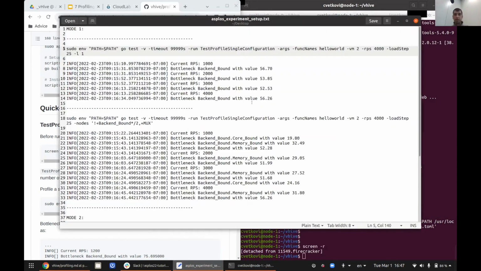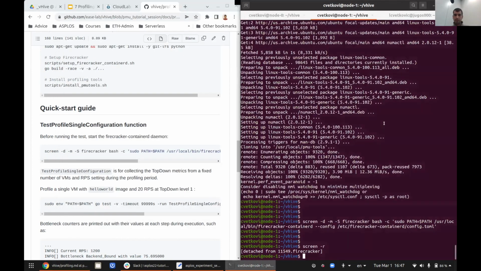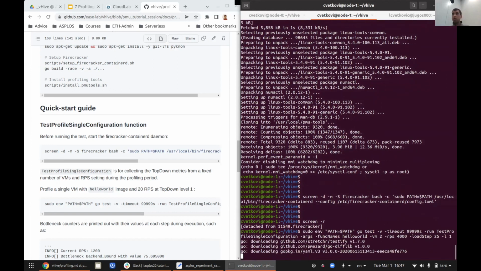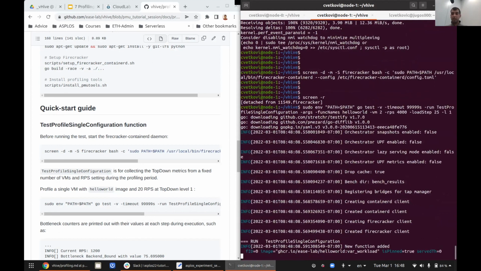I have here prepared some measurements to do. And here we are running with 2 VMs. The peak RPS we want to achieve is 4K, and we are increasing load by 25%. So starting from 1000 RPS, we increase by 25% of 4000. So we end up with 1000, 2000, 3000, and finally 4000. So this will execute for probably something less than 2 minutes.